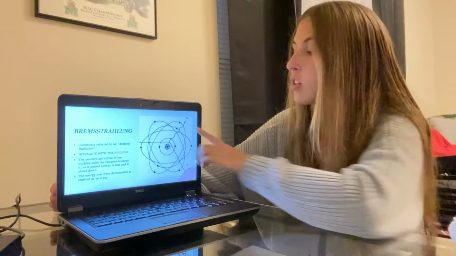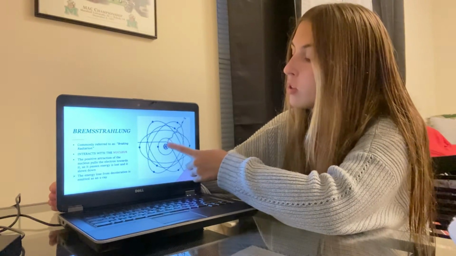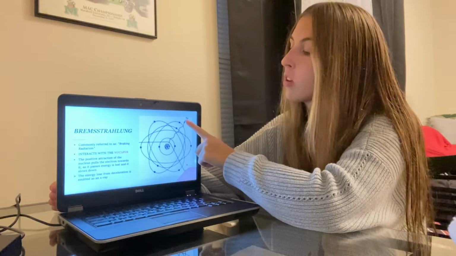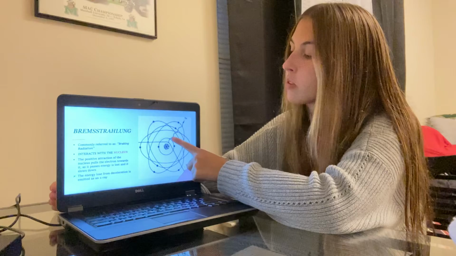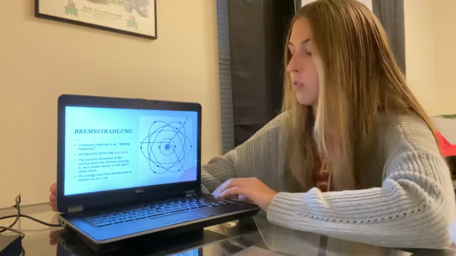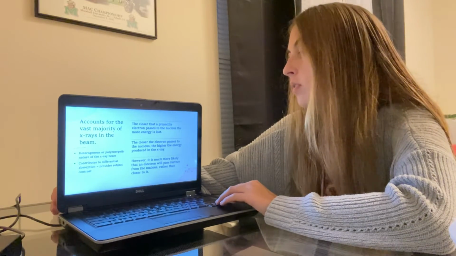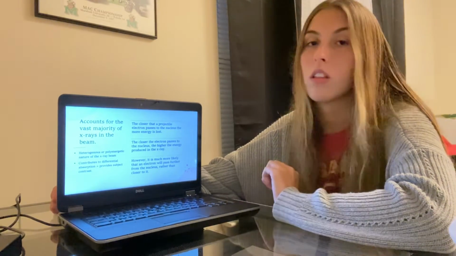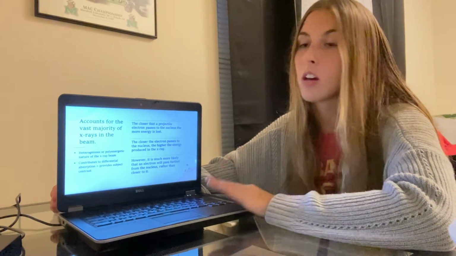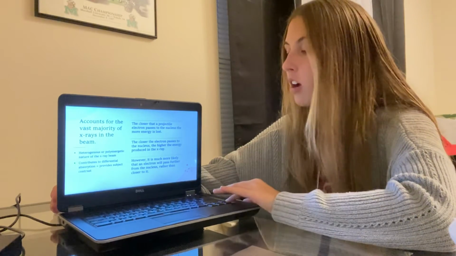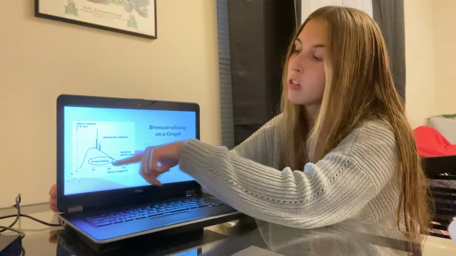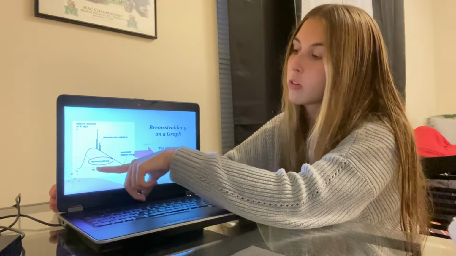The closer that a projectile electron will interact with this nucleus, the more energy is lost. So if this one interacts, like if an orbital electron came in from here and interacts right here with the nucleus, it wouldn't lose as much as if it got even closer to the nucleus. And it's more likely for the emitted electrons from the anode end to pass farther from the nucleus than to come into complete direct interaction with it. This is bremsstrahlung on a graph. It's this large area right here beneath the curve, circled as bremsstrahlung.